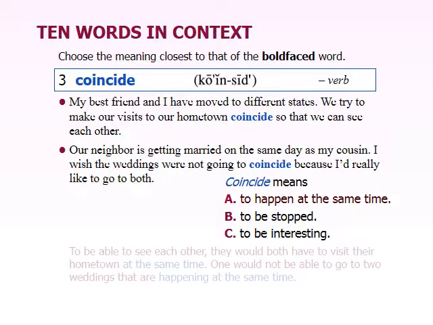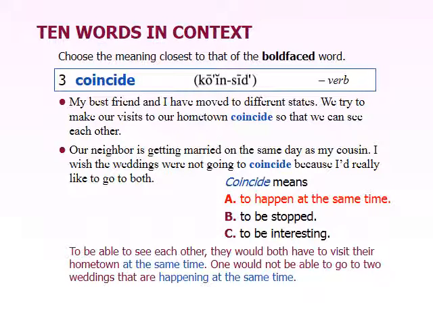What coincide means is to happen at the same time. On page 35, it's number 7, which is the exact same definition, to happen at the same time. But coincide, the co part of coincide means with. In other words, you've heard this in cooperate. Cooperate means to work with someone else.